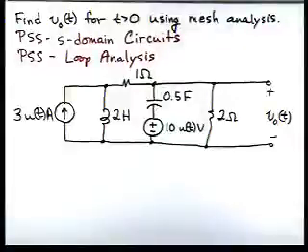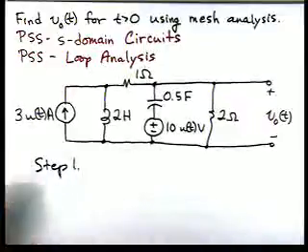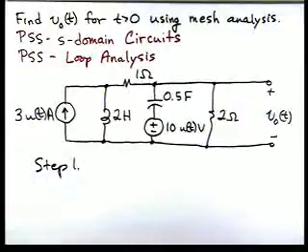In this problem, we're going to find v0(t) for t greater than 0 using mesh analysis. We'll use our problem-solving strategy for S-domain circuits and also loop analysis. Looking at our circuit and the strategy, step 1 is to find the initial conditions for the inductor and capacitor.